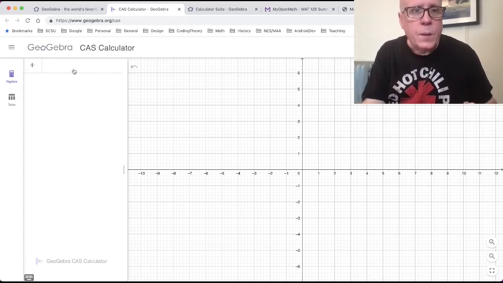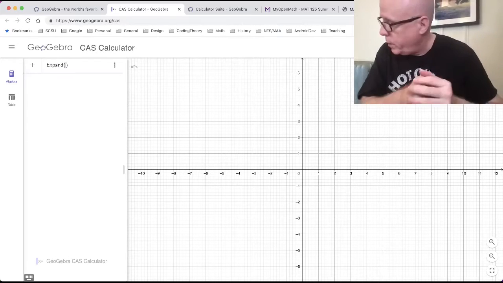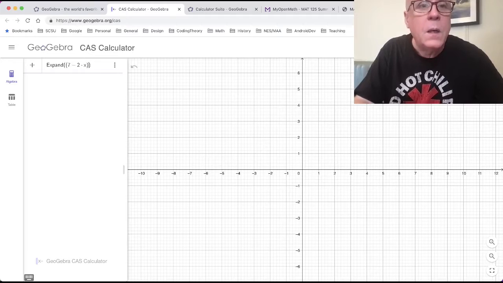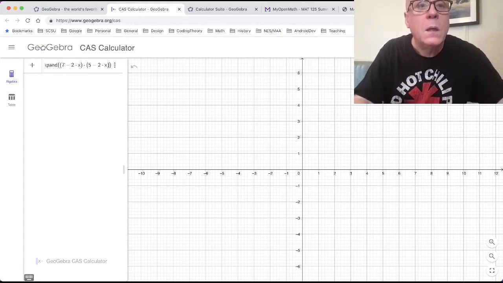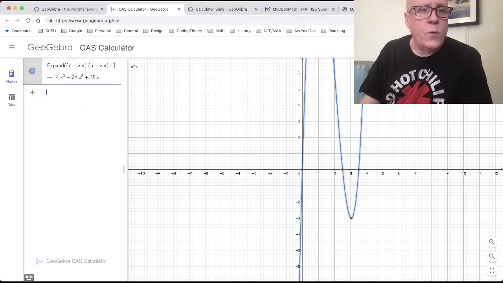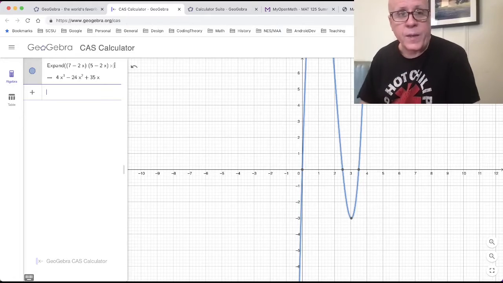All right, so I'm going to ask for the expansion. The command is expand, and then just plug in the things that I just had. So that was 7 minus 2 times x, times 5 minus 2 times x, times x by itself, in parentheses. See what it does. Oh, there you go. It's 4x cubed minus 24x squared plus 35x. There's no constant term. That actually makes sense because there was a factor of x in the things that got expanded.